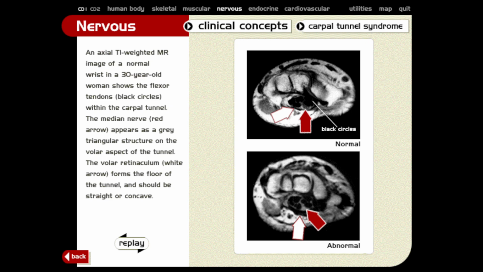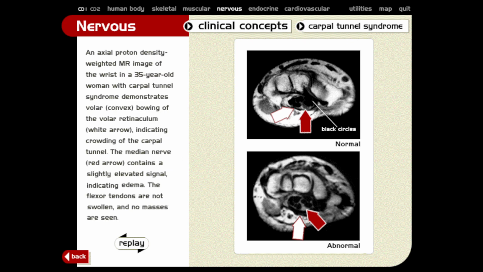An axial T1 weighted MR image of a normal wrist in a 30-year-old woman shows the flexor tendons, black circles, within the carpal tunnel. The median nerve, red arrow, appears as a gray triangular structure on the volar aspect of the tunnel. The volar retinaculum, white arrow, forms the floor of the tunnel and should be straight or concave.